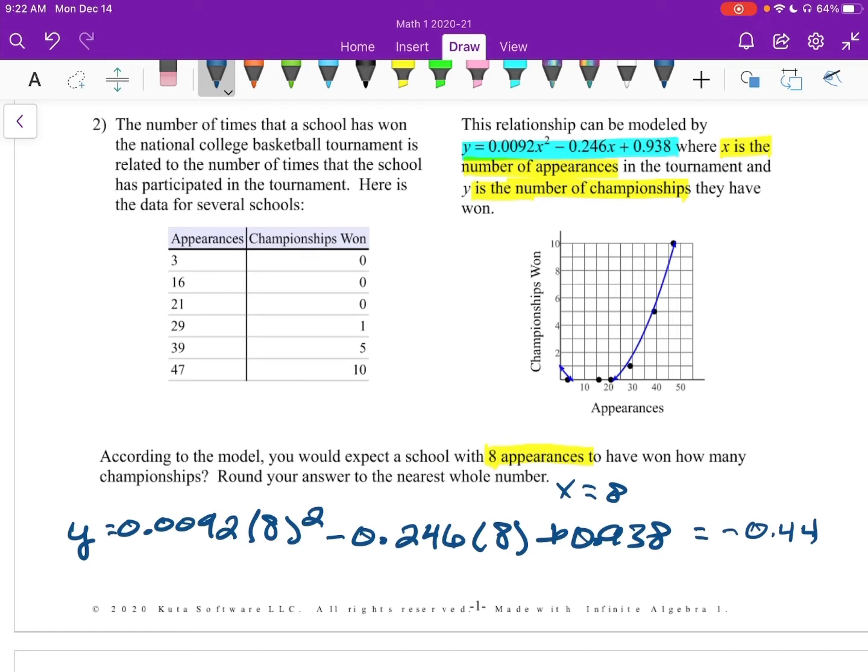It doesn't really make sense for them to have a negative amount. But it says to round your answer to the nearest whole. Well, the nearest whole would be 0. So we'd say about 0, and what are we talking about? Championships.